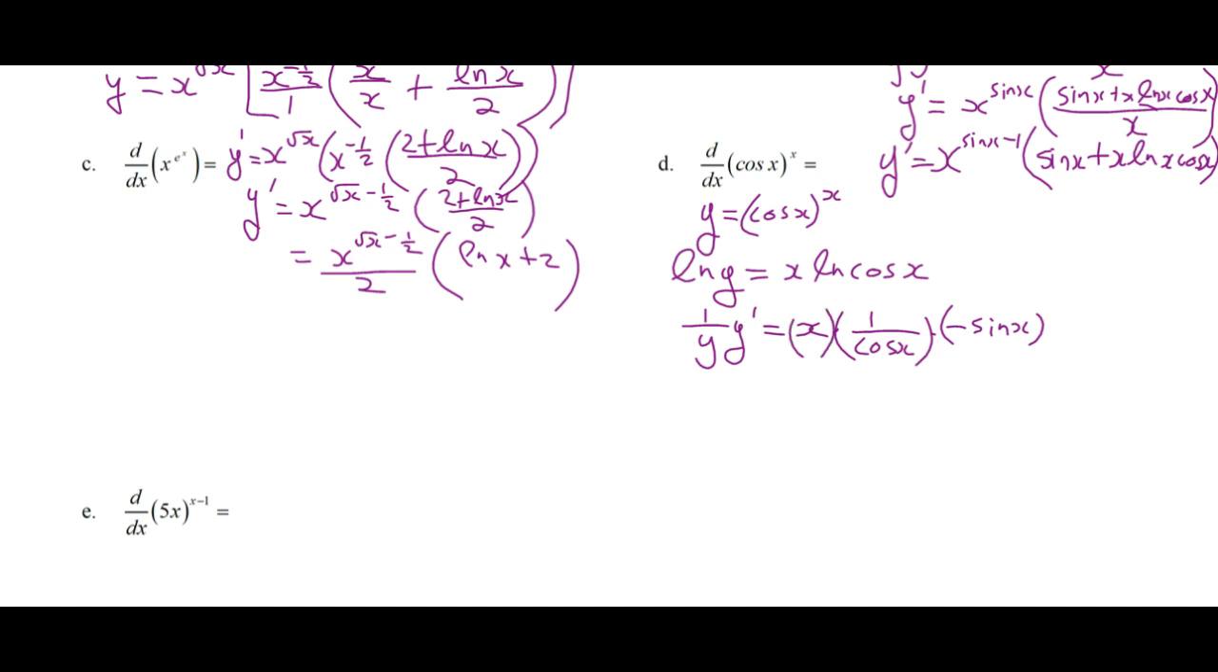Too many brackets. Okay, so the derivative of ln cos x is 1 over cos x times the derivative of cos x, which is minus sine x, plus ln cos x times 1. And does that simplify? I'm sure there must be some simplifying here.